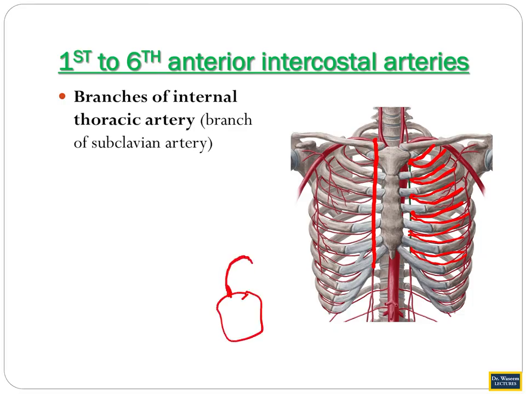This is the arch of aorta. This is the descending aorta. And from the arch of aorta is emerging the subclavian artery. And the subclavian artery, you know that on the left side in the form of brachiocephalic trunk, then it will be common carotid and subclavian. But on the right side, common carotid is separate and subclavian is separate.